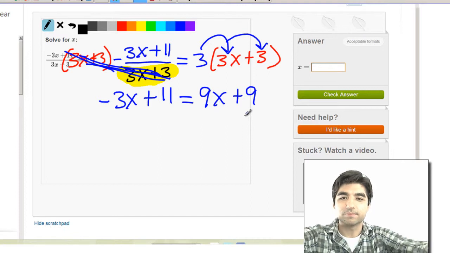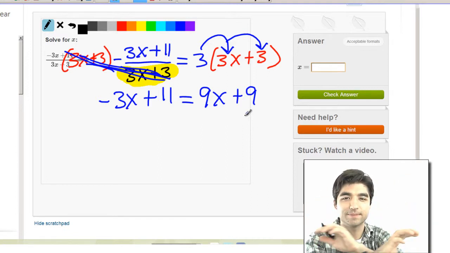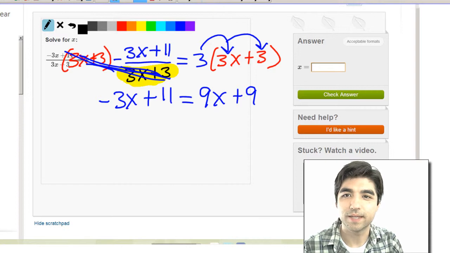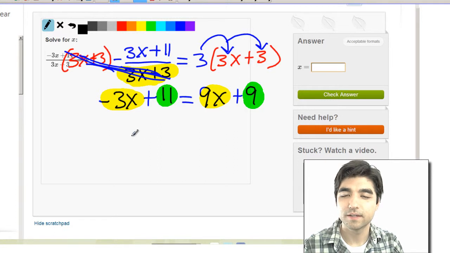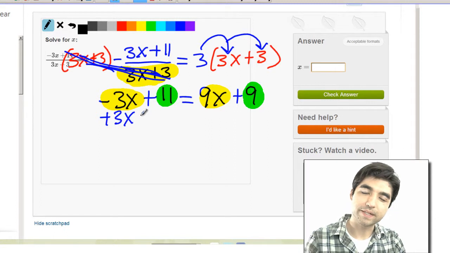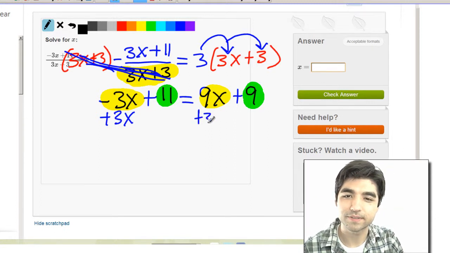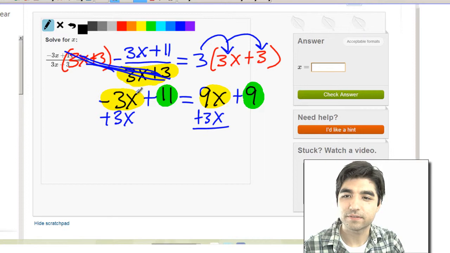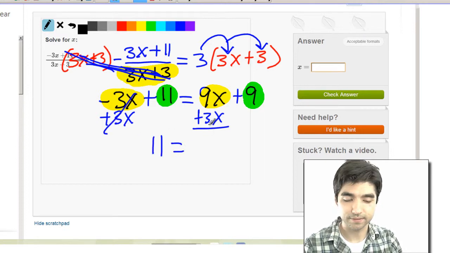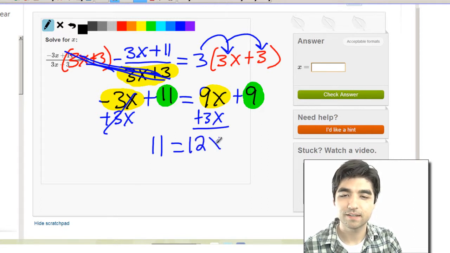Okay, now we need to just move stuff over on the same side of the equation. So we have like terms. We have a 3x over here and a 9x over here. And then we have constants, the 11 and the 9. So what we need to do is I'm going to add this 3x so I can bring it over to its buddy on this side, plus 3x. Okay, so that 3x cancels out, and we just have 11 equals 9 plus 3 equals 12x, and then we have our plus 9 right here.